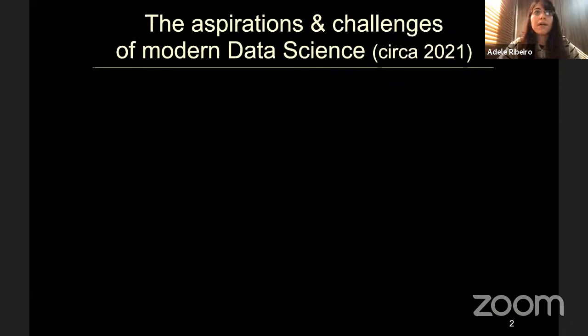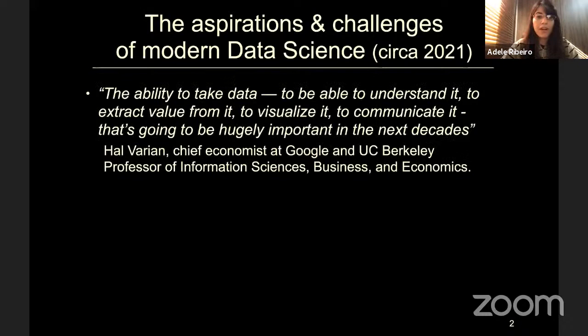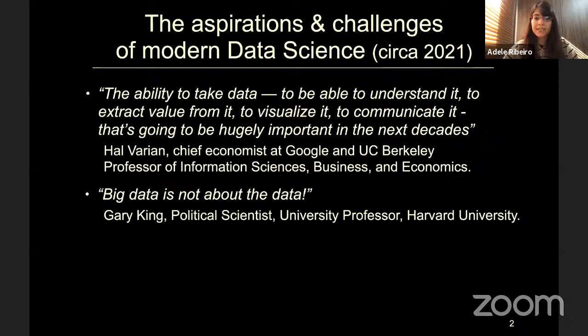To understand the aspirations and challenges in modern data science, I would like to start with a few quotes. The first one is from Hal Varian, the chief economist at Google and professor of information sciences, business and economics at UC Berkeley. He says, "The ability to take data, to be able to understand it, to extract value from it, to visualize it, to communicate it, that's going to be hugely important in the next decades." This is another quote by Gary King, a political scientist and also a professor at Harvard University. For him, big data or data science is not about data, it's something else.